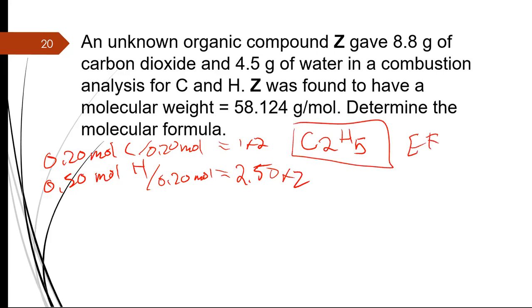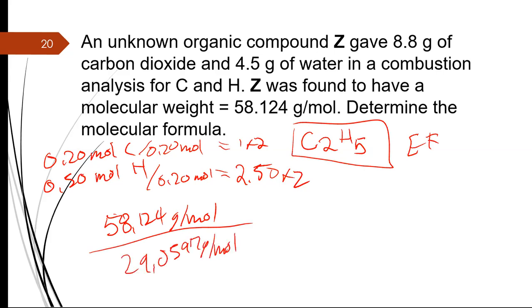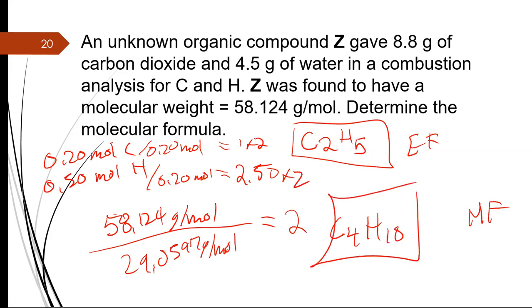But we still need to find our molecular formula. So we know that the molar mass is 58.124 grams per mole. And so we need to find the empirical formula's molar mass, which is 29.0597 grams per mole. And so we can see that this is our N value of 2. So our molecular formula should be 2 times C2H5, so that's C4H10. So this is our empirical formula. This is our molecular formula.